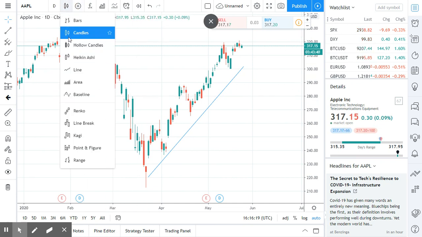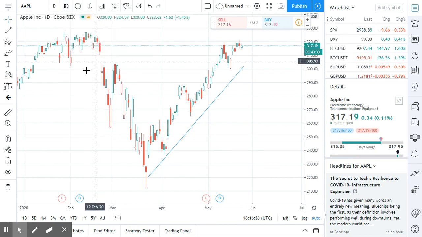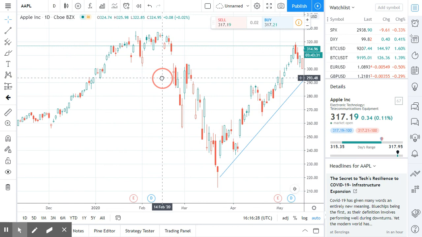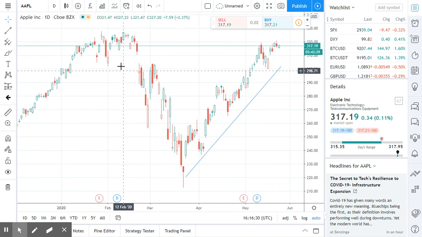The others are okay. These hollow candles you won't find in trading platforms. It's only here, but you can customize them in MetaTrader 5 or 4 or whichever platform you are using.